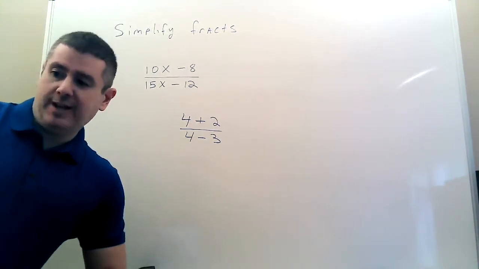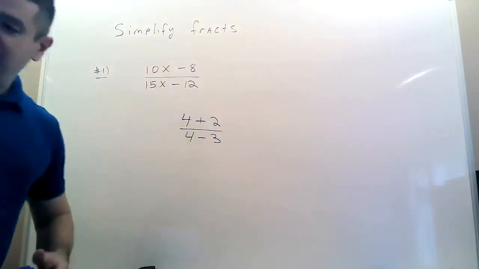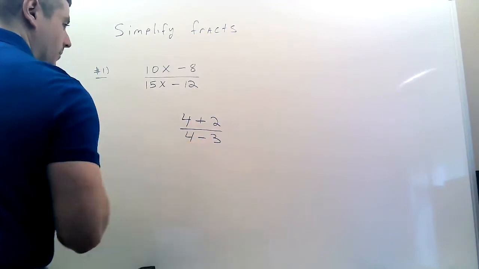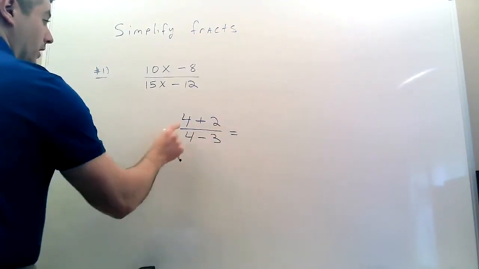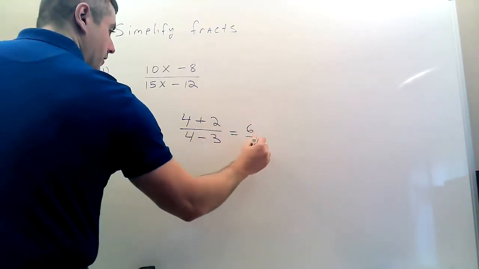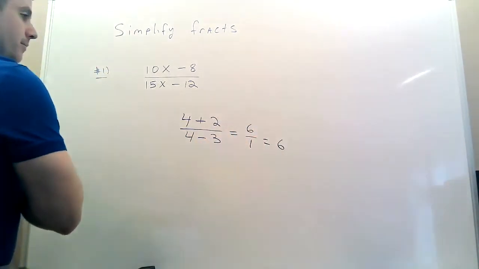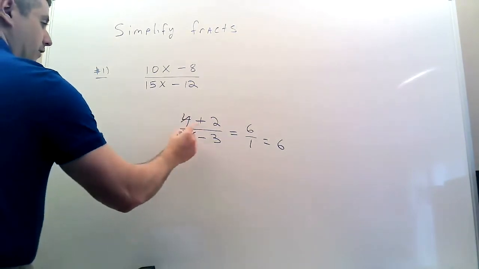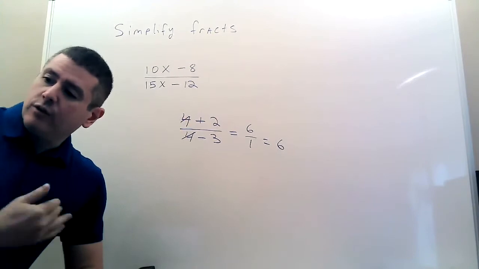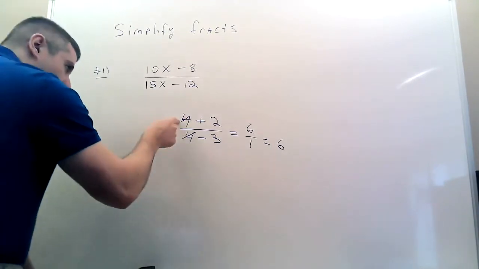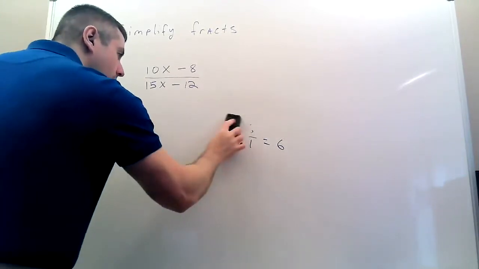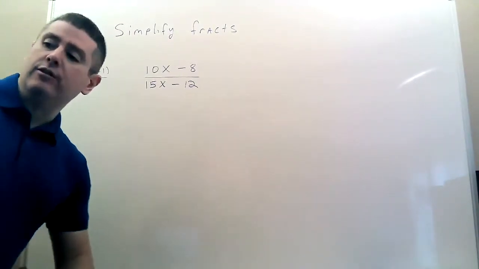The biggest mistake that people make is wanting to cross out when things have a plus or minus between them. And I prove to you that it just doesn't work. 4 plus 2 is 6, for sure. 4 minus 3 is 1, for sure. That's 6. Now, if you cross out these 4s, you don't get 6. It doesn't work. Cannot cross out terms that have a plus or a minus between them. The only way you can cross out is if there is multiplication.